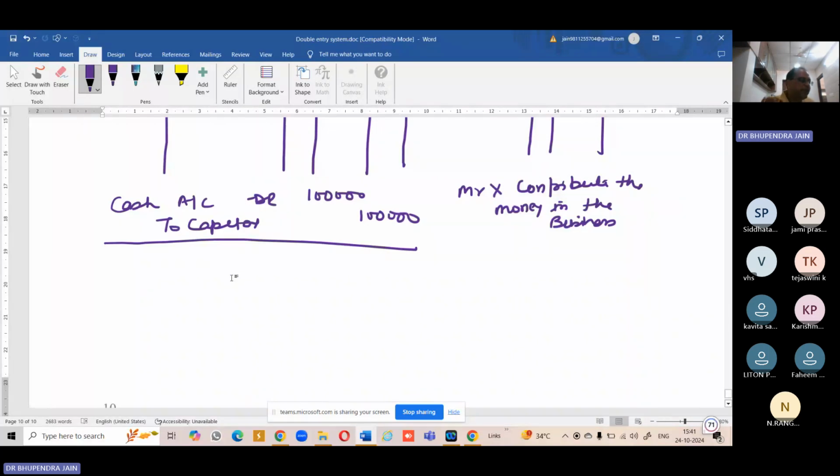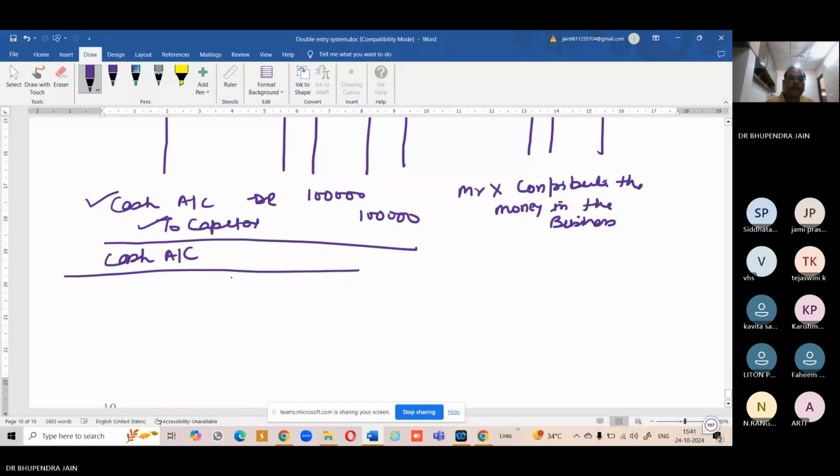After recording the entry in the general book, now we will create the ledger. And we have to create the ledger of cash and capital. Then first prepare the cash ledger. So now I am preparing the cash account first.